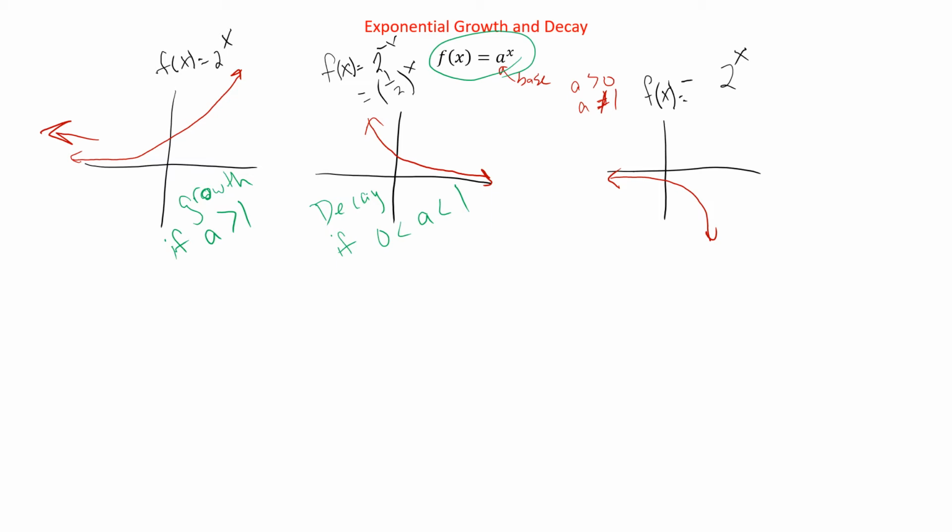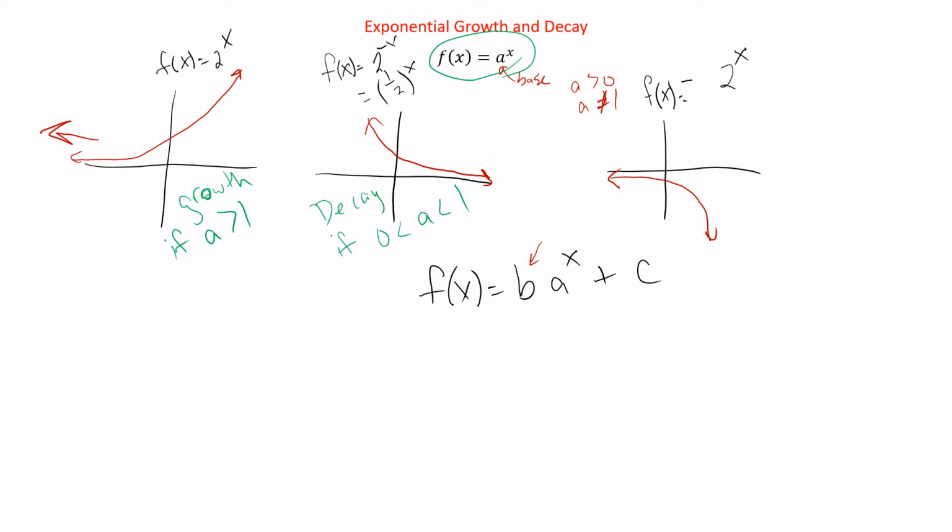So we can also do transformations. We could make the function f of x equals b times a to the x plus c. The b is going to be a vertical stretch or compression. It's also the y-intercept, as long as c is 0. But that's a vertical stretch or compression.